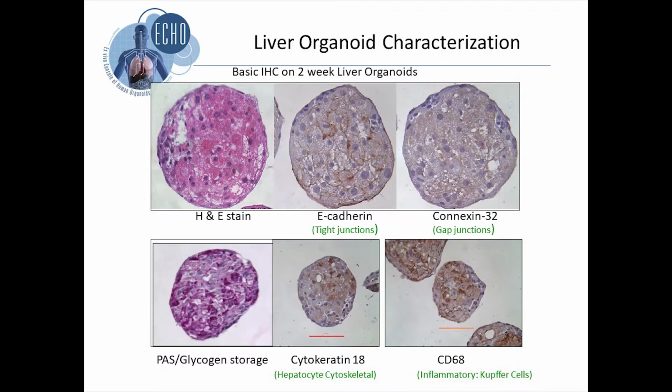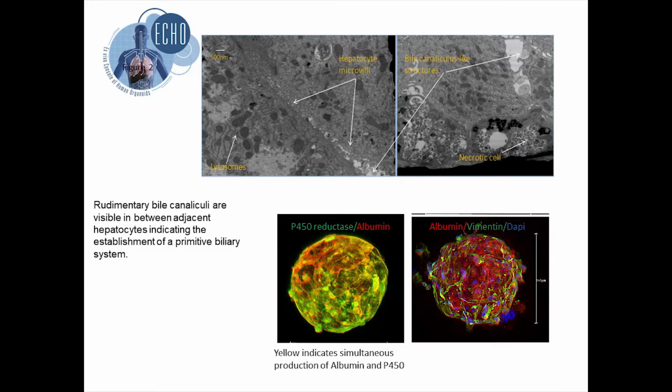We also did TEM on the organoids, and we can see rudimentary bile canaliculi. Okay, I can't see as well as I used to. And we can see these adjacent to the hepatocytes, indicating that we're going to get the establishment of a primitive biliary system. We can also see in the bottom two stainings, these are whole mount stainings where we just fix the organoids and stain them. We can see P450 reductase and albumin, and the yellow color indicates that they're simultaneous there. We can also see vimentin, which indicates the stellate cells, and albumin, of course. And you can see the stellate cells are long and spindly and are getting in between the hepatocytes there.